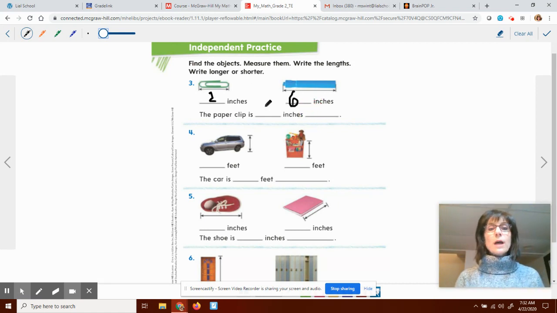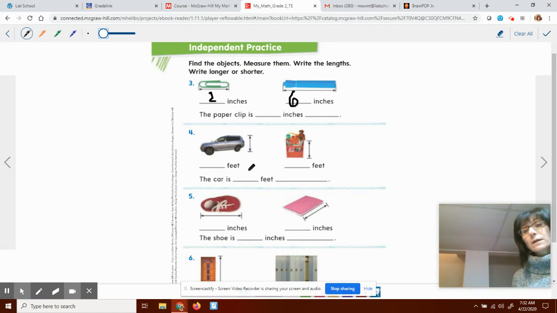All right. Your job is to tell me the paperclip is how many inches shorter or longer. Next, we're going to Mrs. Swint's car. I'm running out there right now. Here I go. One moment, please.